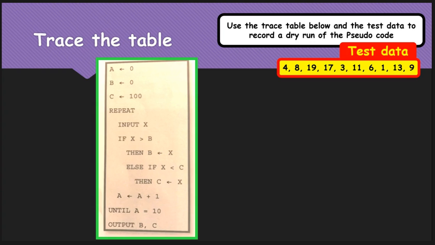Okay, so here we're going to have a look at a trace table for a piece of pseudocode. So here is the pseudocode, and here is the test data. So what we could do here, we could find out the test data here.